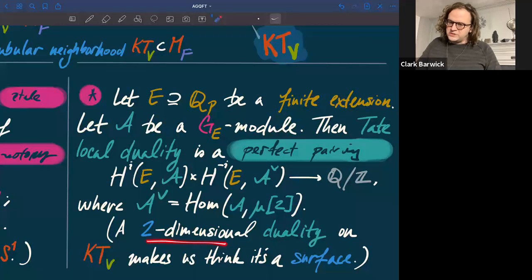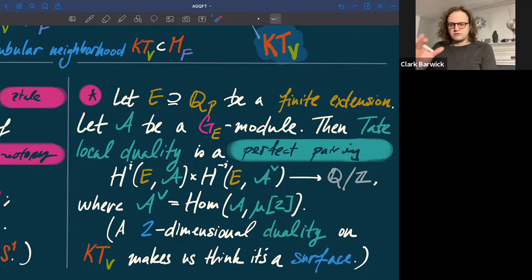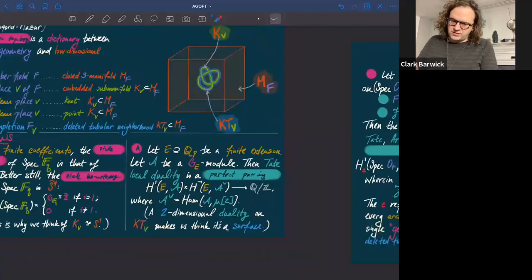So this 2-dimensional duality, this 2 is this 2, is sort of inspiring us to think that this thing should actually be a 2-dimensional object, a surface. And indeed, this has inspired a whole enterprise of things. For example, one particularly exciting recent development has been that this picture has been geometrized to some extent using what's called the Fargues-Fontaine curve, which is a literal curve whose cohomology is reproducing for us this cohomology. So I'll talk about that in a minute.